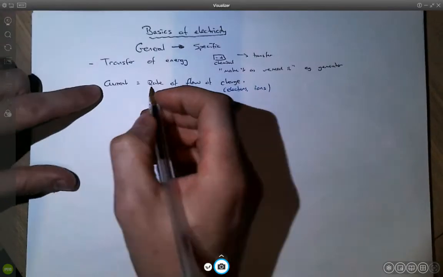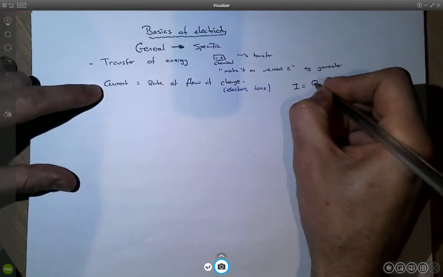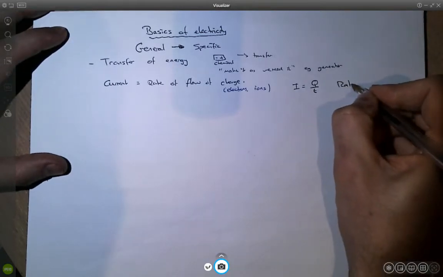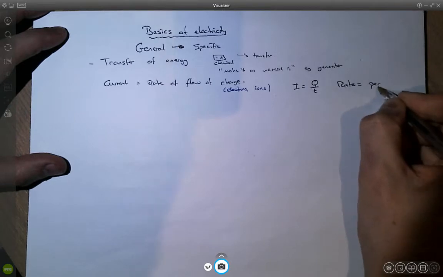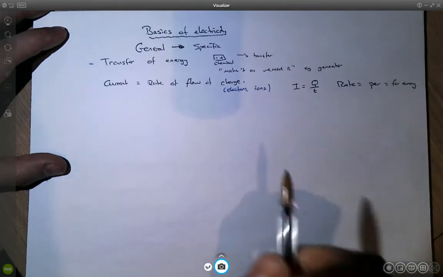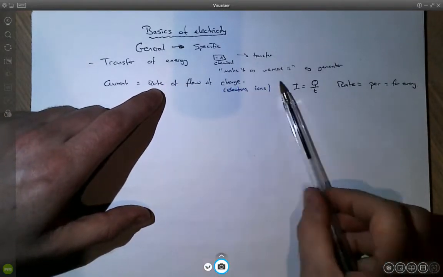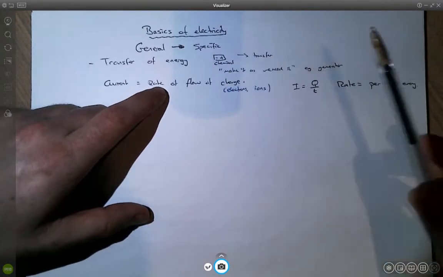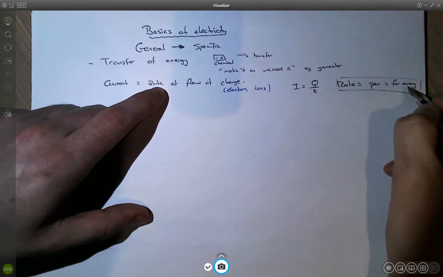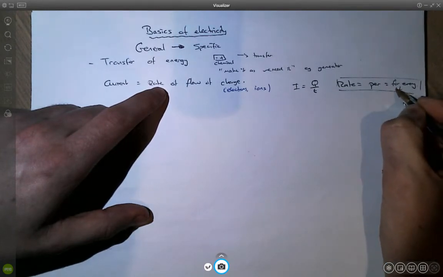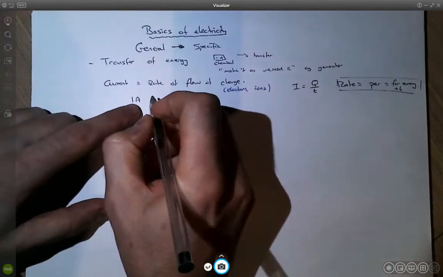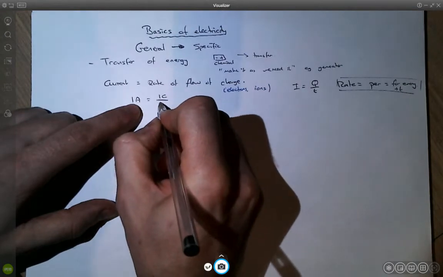So as a formula, we say that current is the rate of flow of charge. And it's really useful to use these words, rate, and also explain that it means per, or it means for every. So it's the flow of charge per unit time, or the flow of charge in 1 second. Right, and this understanding of what these words actually mean, divide by time, is really useful for students' understanding. So in terms of units, 1 amp is 1 coulomb per second.